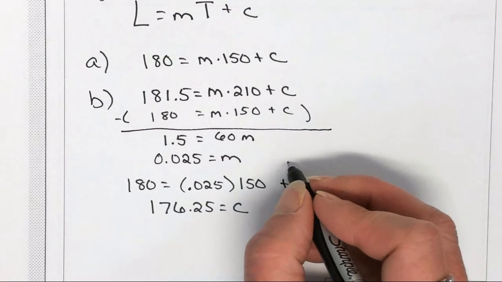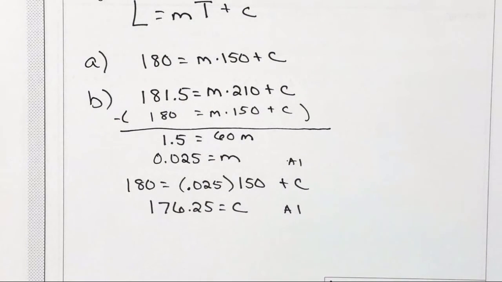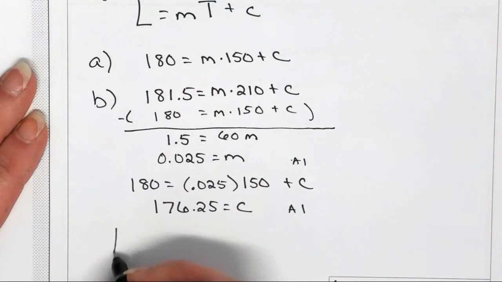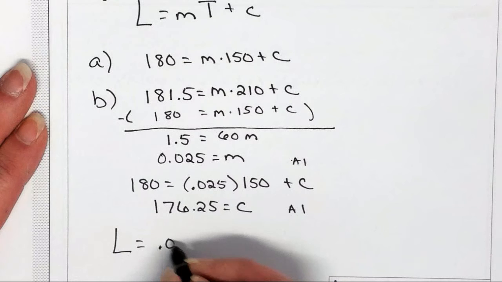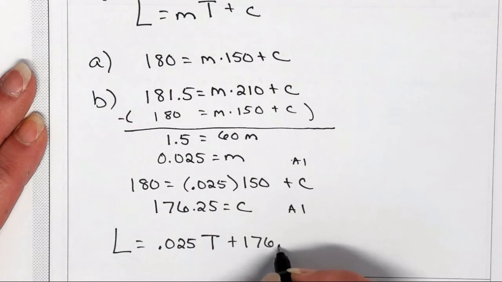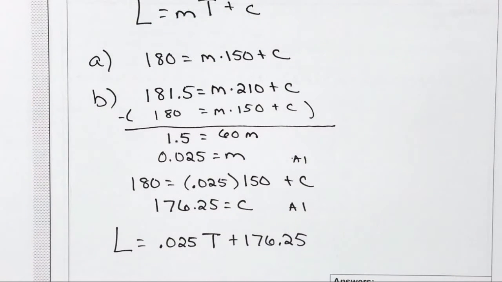This would have given you 1 point. This would have been 1 point. Why did I skip this one? I know, I'm like, L equals MT plus C. Once you know M and C, you have your real equation. M is the slope, C is your y-intercept.